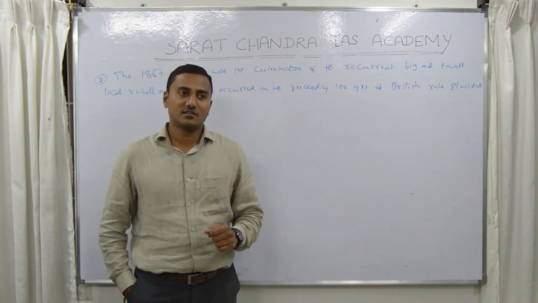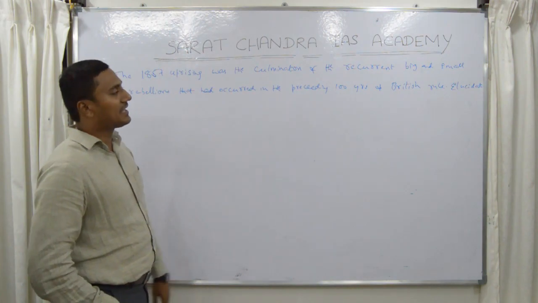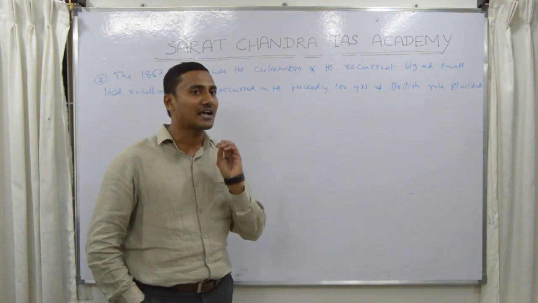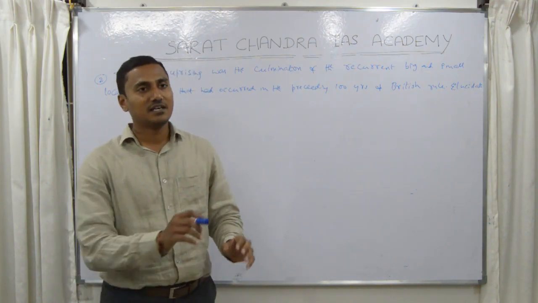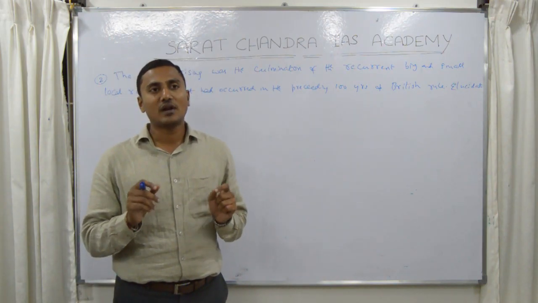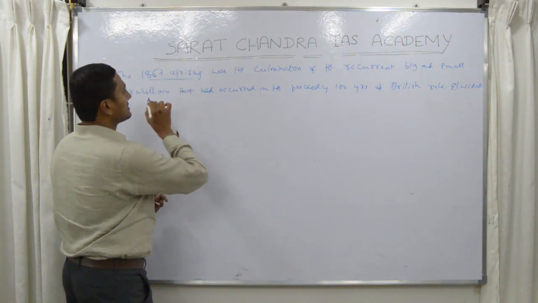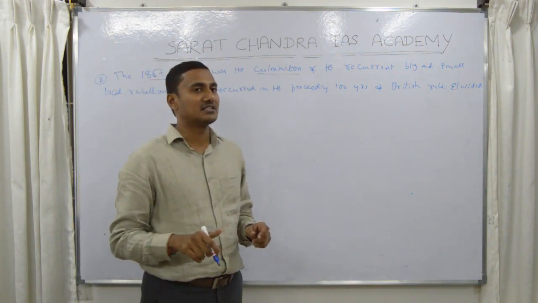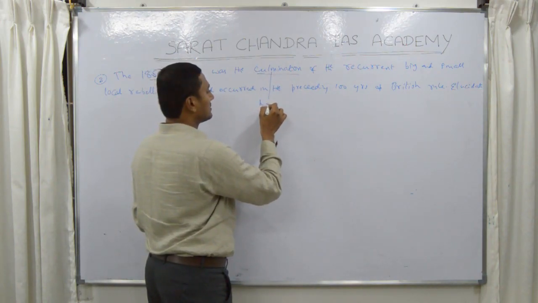The second question: the 1857 uprising was a culmination of the recurrent big and small local rebellions that had occurred in the preceding 100 years of British rule. Elucidate. See, in these kinds of questions, you had better underline the keywords so that you address each of them in your answer. See, the 1857 uprising was a culmination. The word culmination actually means two different things. One is reaching the highest point.